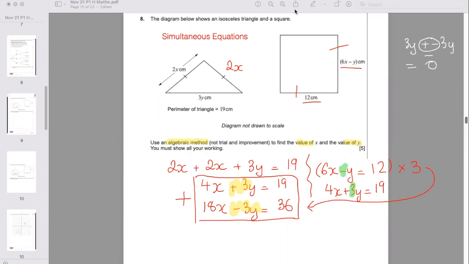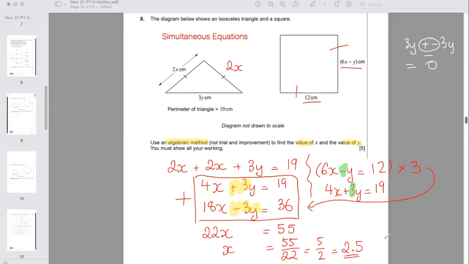So that's gone. I'm having to do 4x plus 18x, which is 22x. 3y plus -3y, as we say, is 0. So that's gone. 19 plus 36 is going to be 55. And just to solve for x, you just do 55 divided by 22, which is quite nice and easy. You can see 11 goes into both of them, so 5 divided by 2, and that is 2.5.